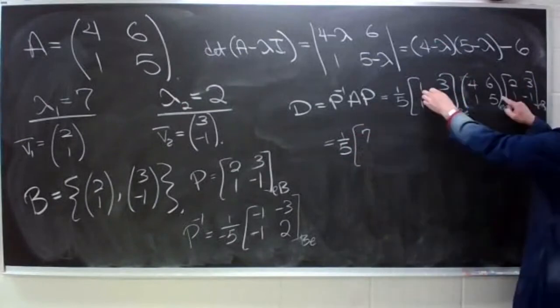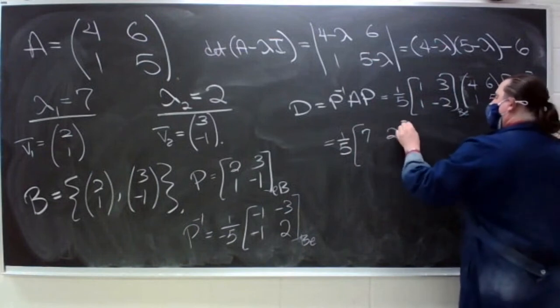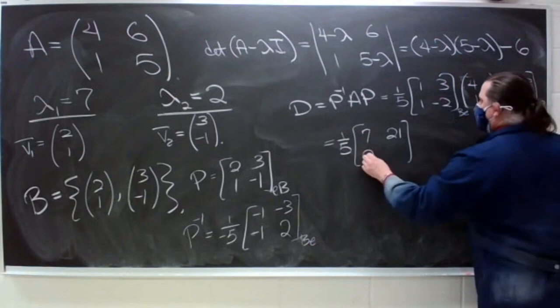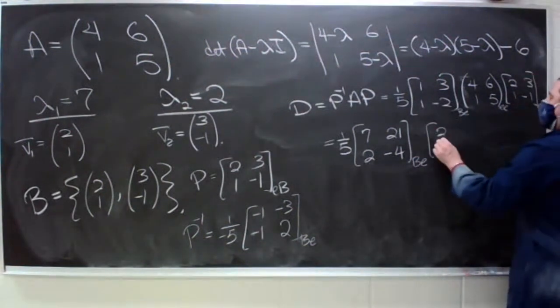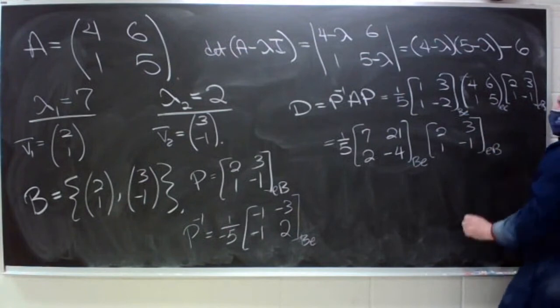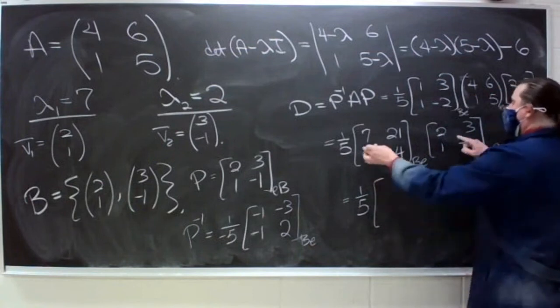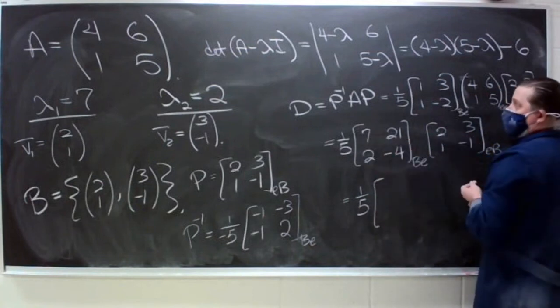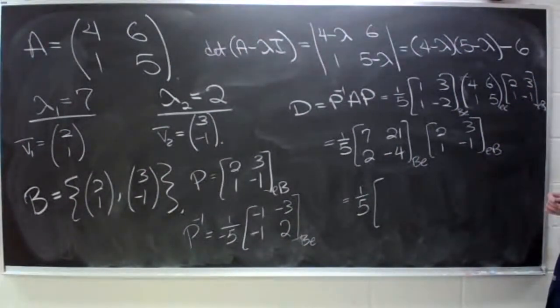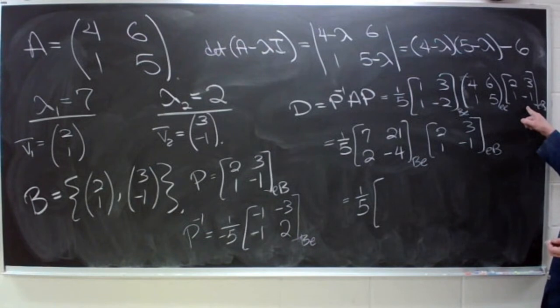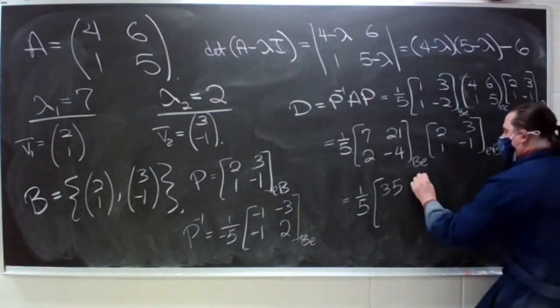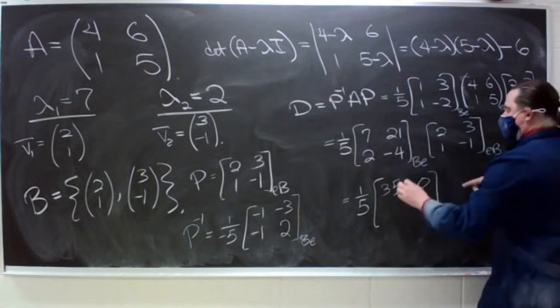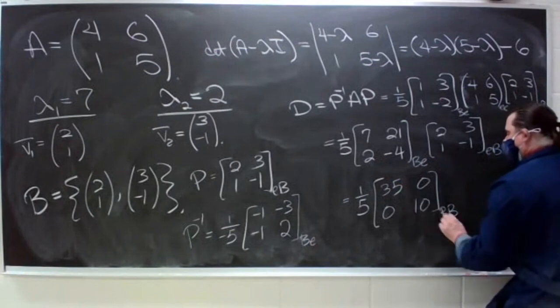4 plus 3 is 7. 6 plus 15 is 21. 4 minus 2 is 2. 6 minus 10 is negative 4. 14 minus 21. That didn't work. What did I do? Oh, sorry, it's 14 plus 21 is 35. Then I've got 21 minus 21 is 0. 4 minus 4 is 0. 6 plus 4 is 10.